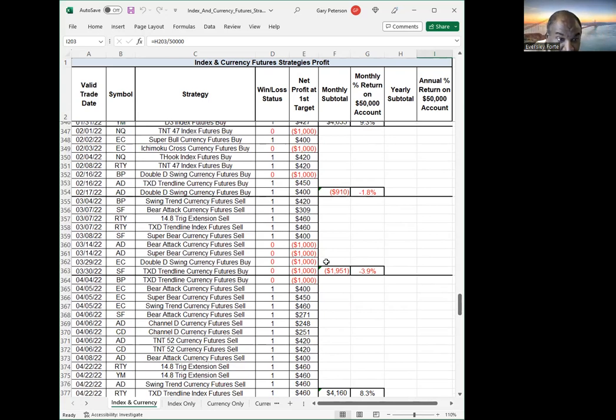Now, here's something to think about. Let's say someone became one of my coaching clients at the beginning of March, and they started trading these strategies. They started their first trade on the 7th. They got a win, another win, and then they got a loss and a loss and a loss and a loss and a loss.